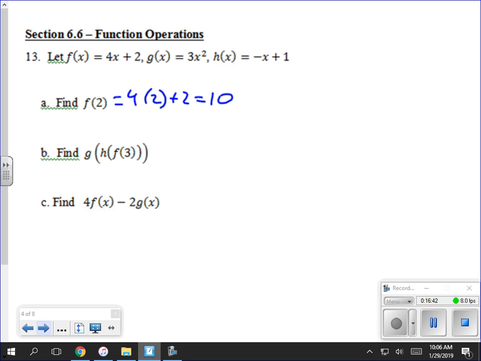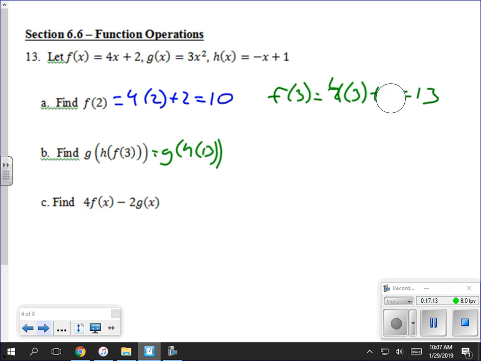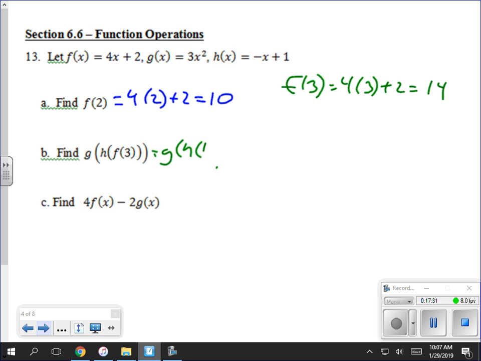Find g of h of f of 3. I need to find f of 3 first. So f of 3 is 4 times 3 plus 1, which is 13. So this is actually g of h of 13. You're right, plus 2. My bad. Thank you for catching that. So f of 3 is 4 times 3 plus 2, which is 14. So this is not h of 13. This is h of 14. Thank you.